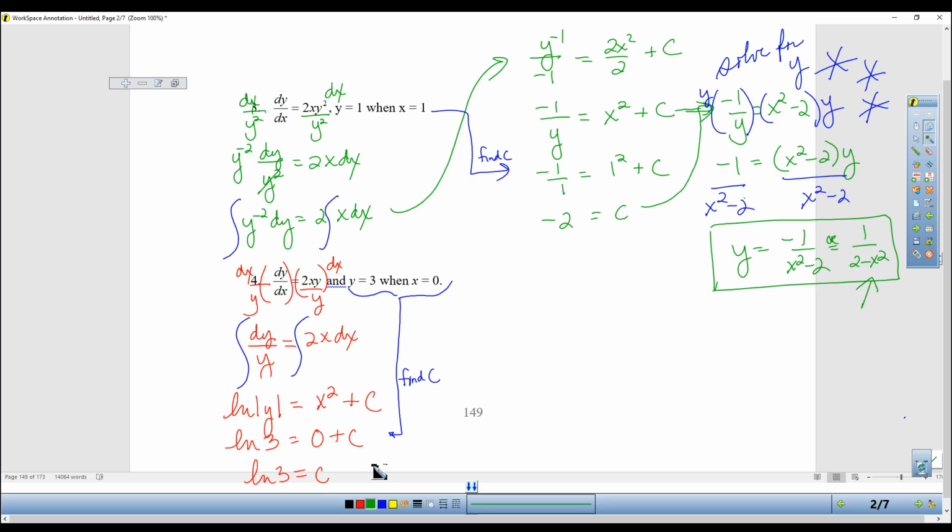I'm still not done yet. I need to solve for y. So I have the natural log of the absolute value of y is equal to x squared plus the natural log of 3. So I'm going to exponentiate both sides.